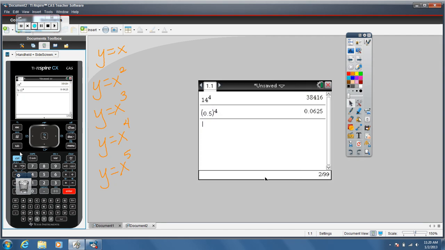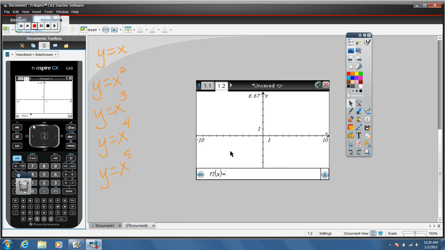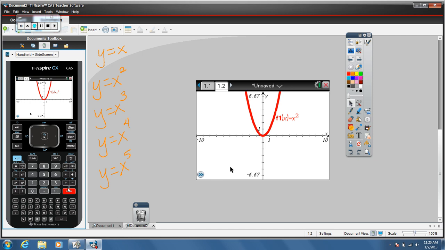Okay, so let's go to control, new page. I'd like to add a graph. Okay, let's try y equals x squared. I think everybody knows what that looks like, don't you? It's lovely. Okay, y equals x squared is a parabola. Now let's try y equals x to the third. The caret key is right there. And we get some snaky thing.